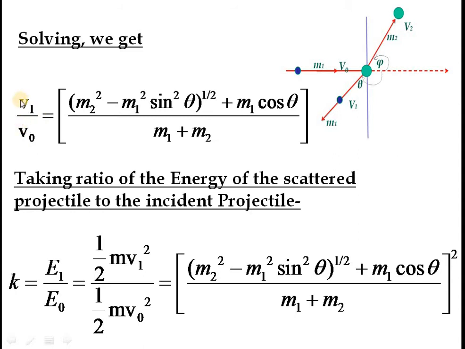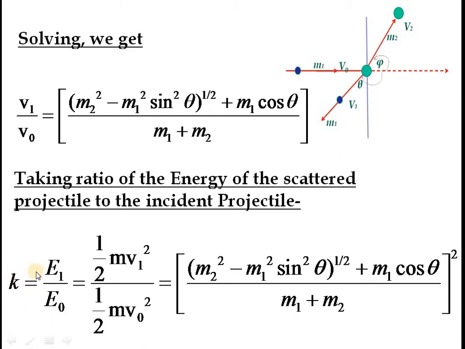Since this is v1 by v0, there is no harm in multiplying with a mass both in numerator and denominator, and even with a 1 by 2, so you get half m v1 square by half m v0 square. Identically, you have to square the right hand side also. You squared it. So this ratio is called the kinematic factor. The kinematic factor is the ratio of the energy of the scattered projectile to the energy of the incident projectile. Hope you understood it.